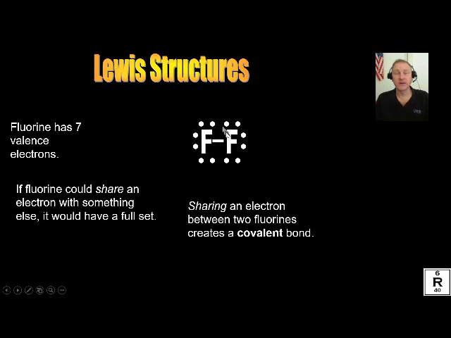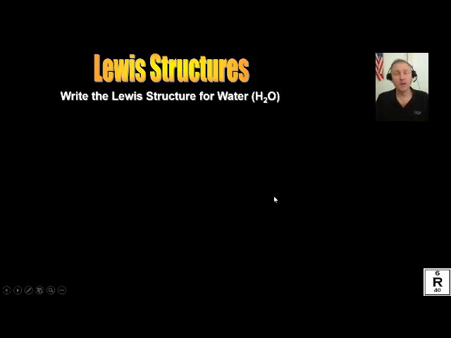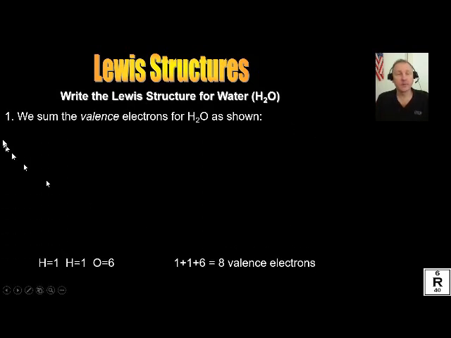So this fluorine again has 8 electrons around it, and this fluorine has 8 valence electrons around it, and they both have a noble gas configuration, and they're both quite stable at this point right now, and they have a covalent bond between the two of them, a single bond, by the way. Okay, so let's write the Lewis structure for water.